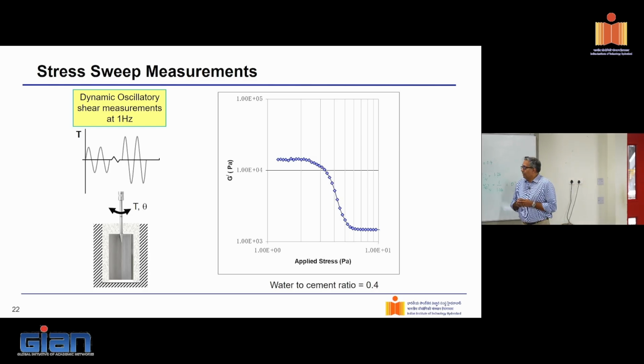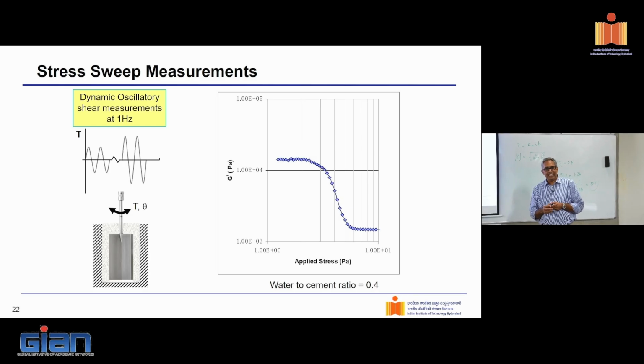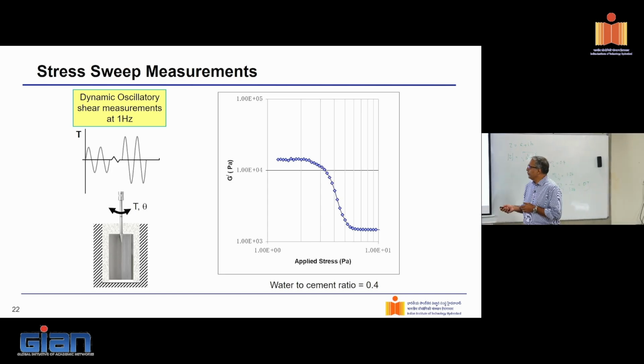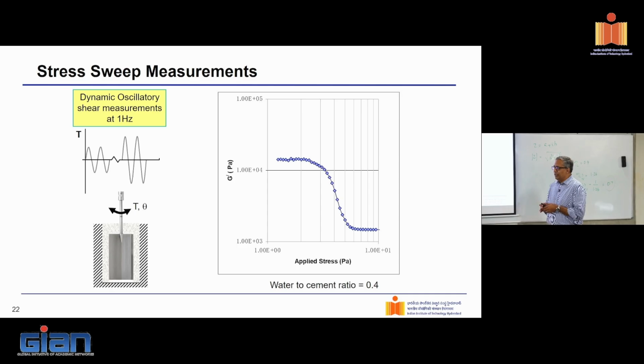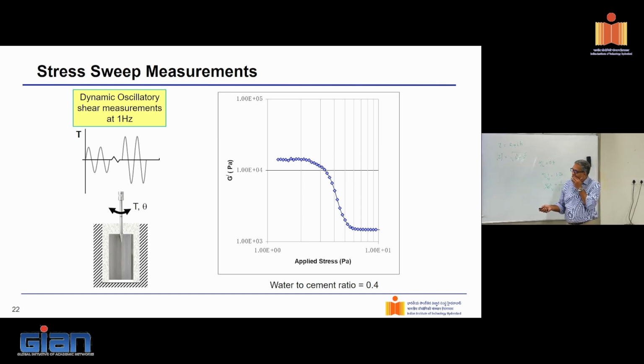Now, one last measurement, which is what we call the stress sweep measurement. This is another protocol. What do we do in here? We basically introduce any measurement system, or put paste in any measurement system. In this case, we put it with a vane, and we start applying torque at a certain frequency. We fix the frequency and we slowly agitate the system.